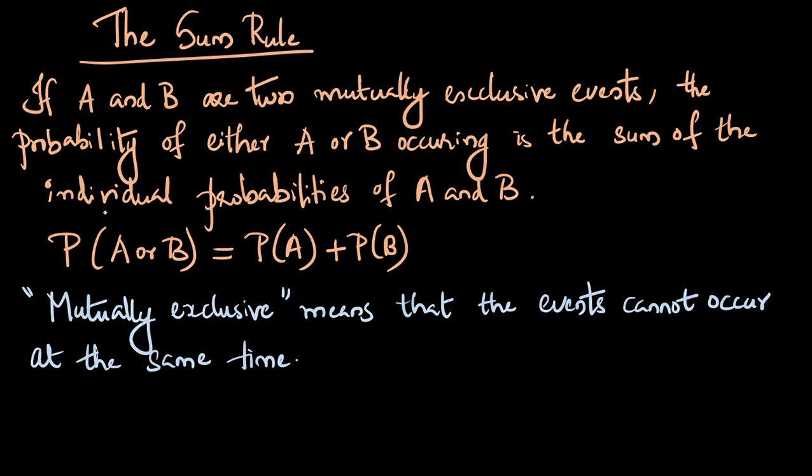Next is a sum rule. If A and B are two mutually exclusive events, the probability of either A or B occurring is the sum of the individual probabilities of A and B. That means the probability of either the event A or B occurring is equal to the sum of the individual probabilities. That is P of A or B is equal to P of A plus P of B.